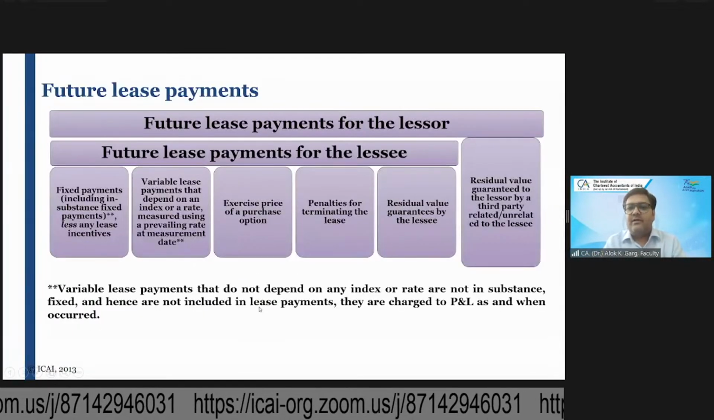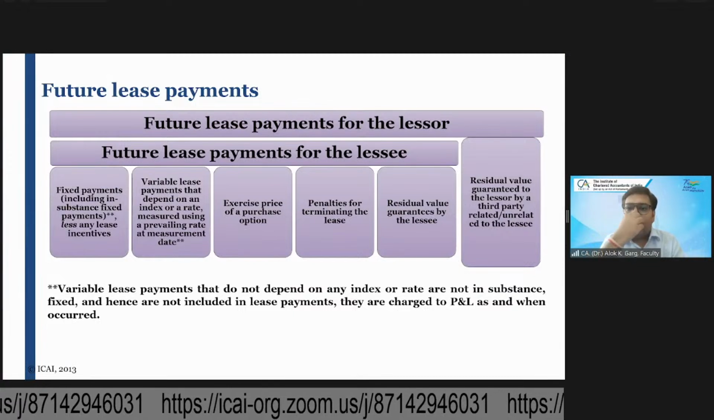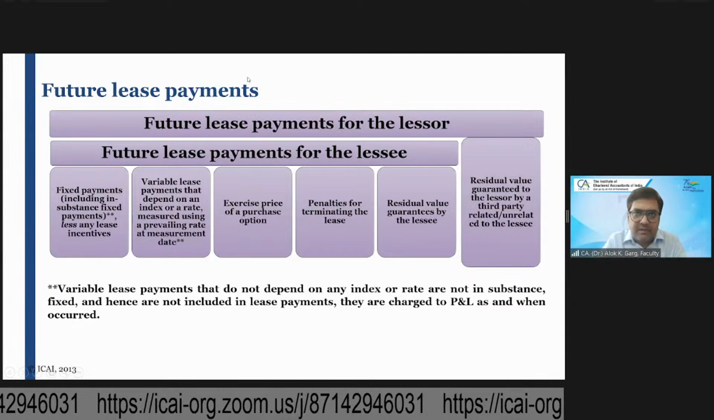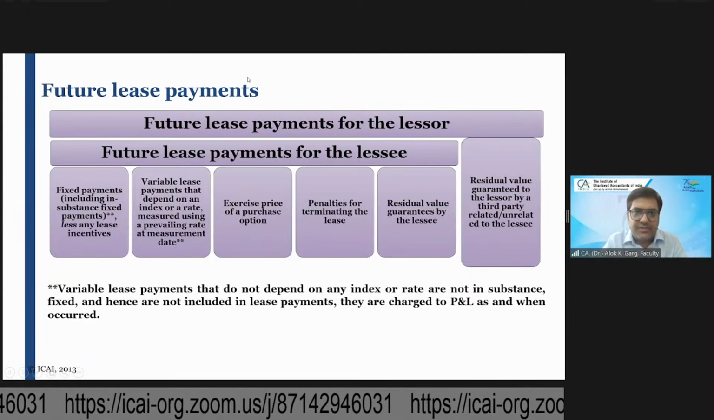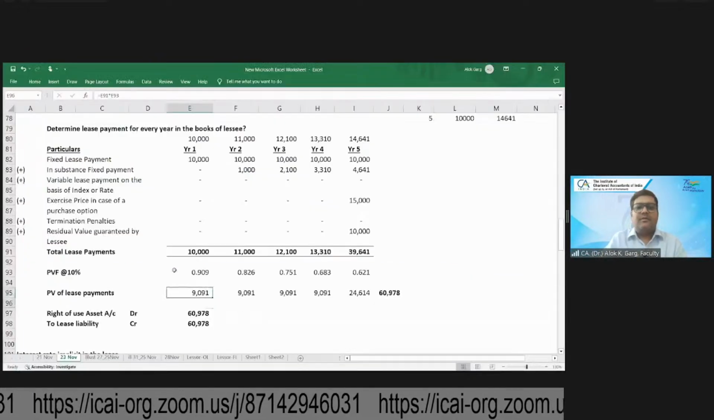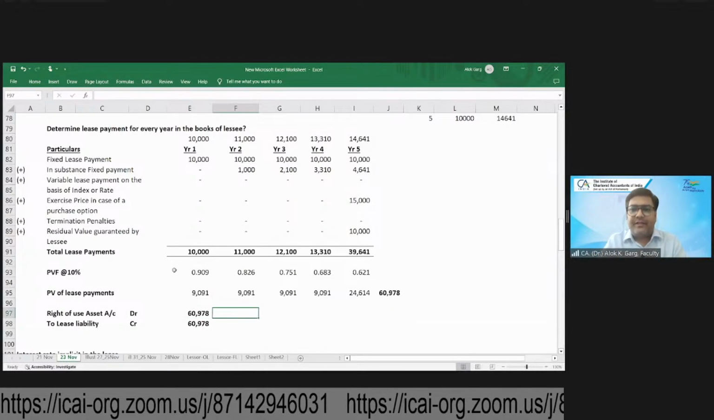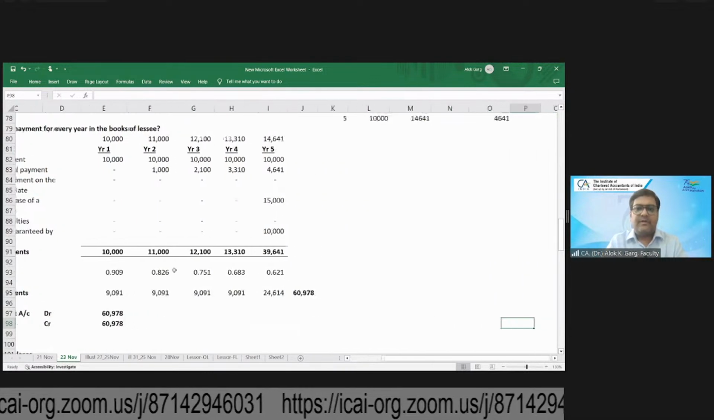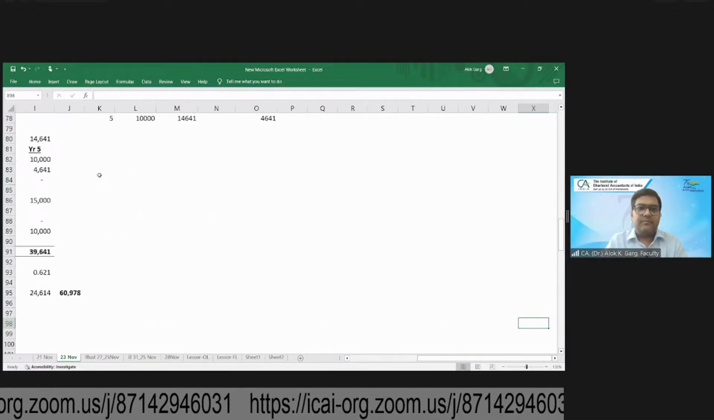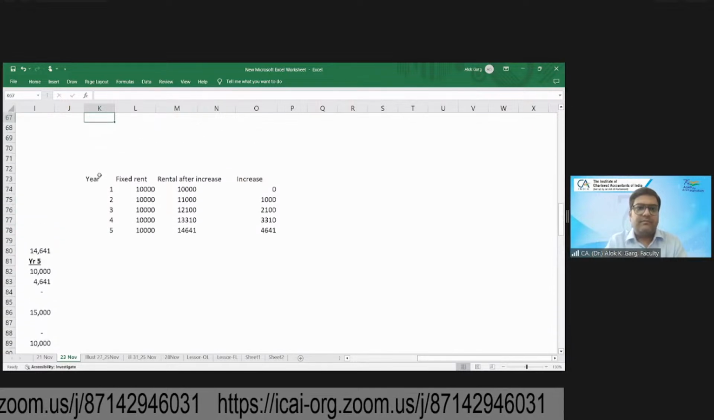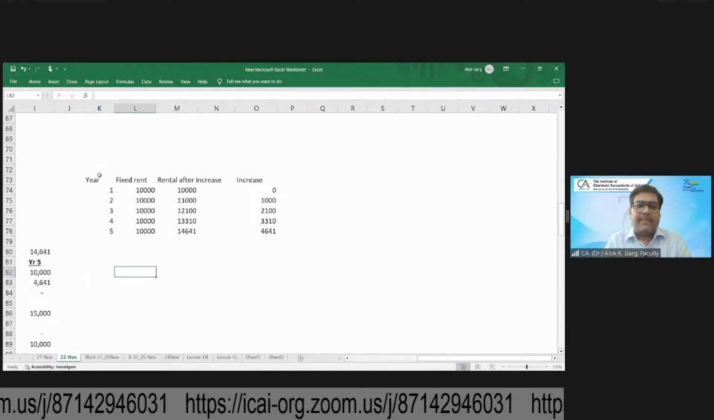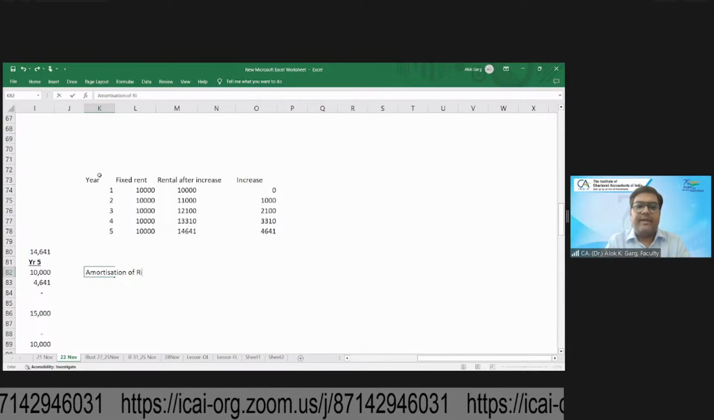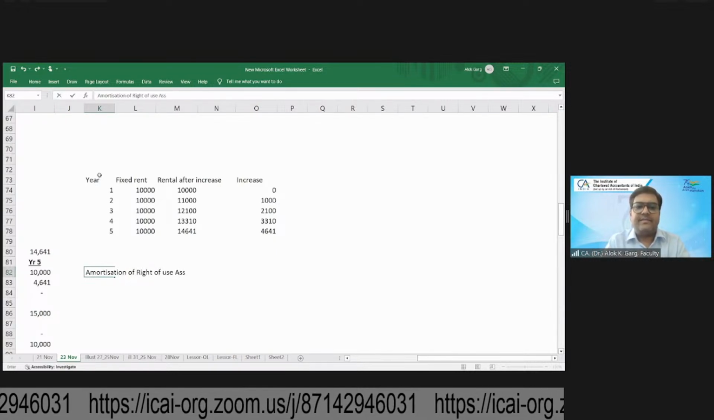Lease payments: how to prepare an amortization table. Let me prepare an amortization table for Viraj here, for the right of use asset and the lease liability both. Correct? Okay. Amortization of right of use asset.